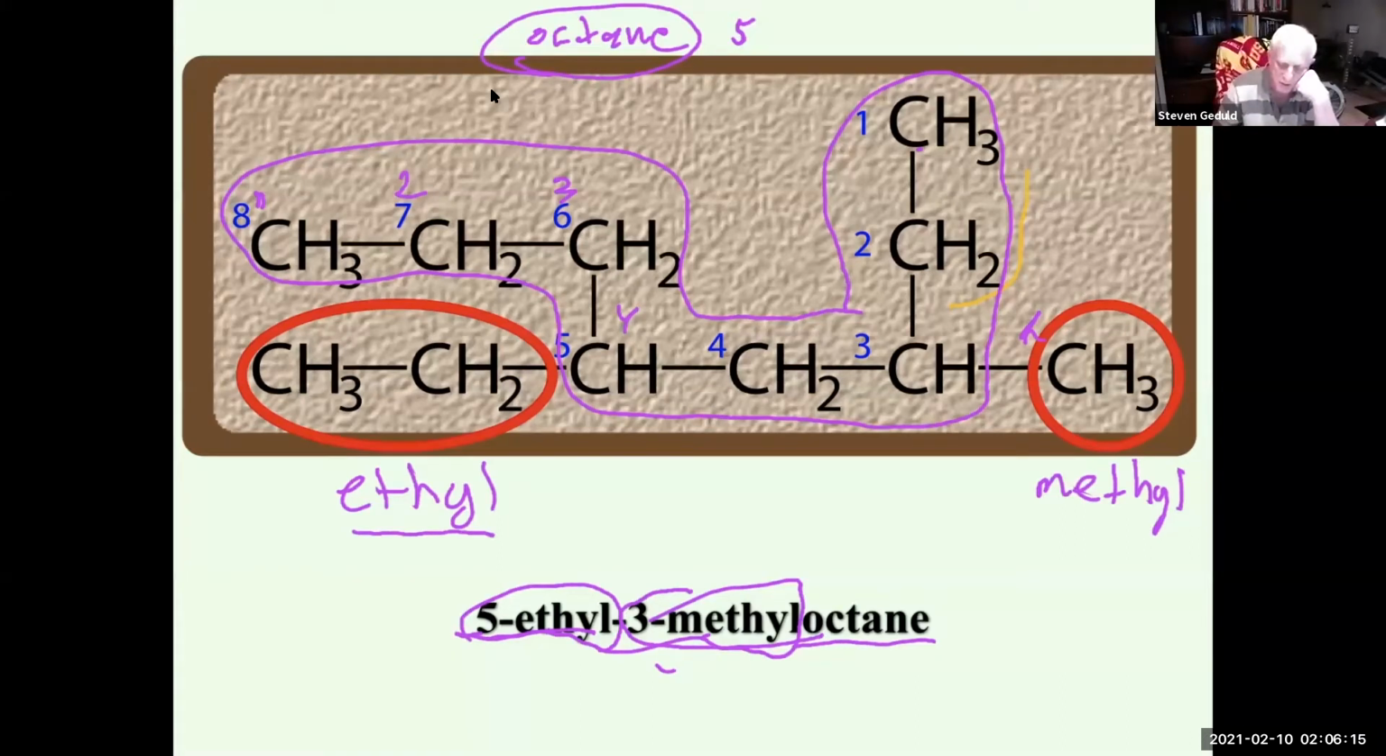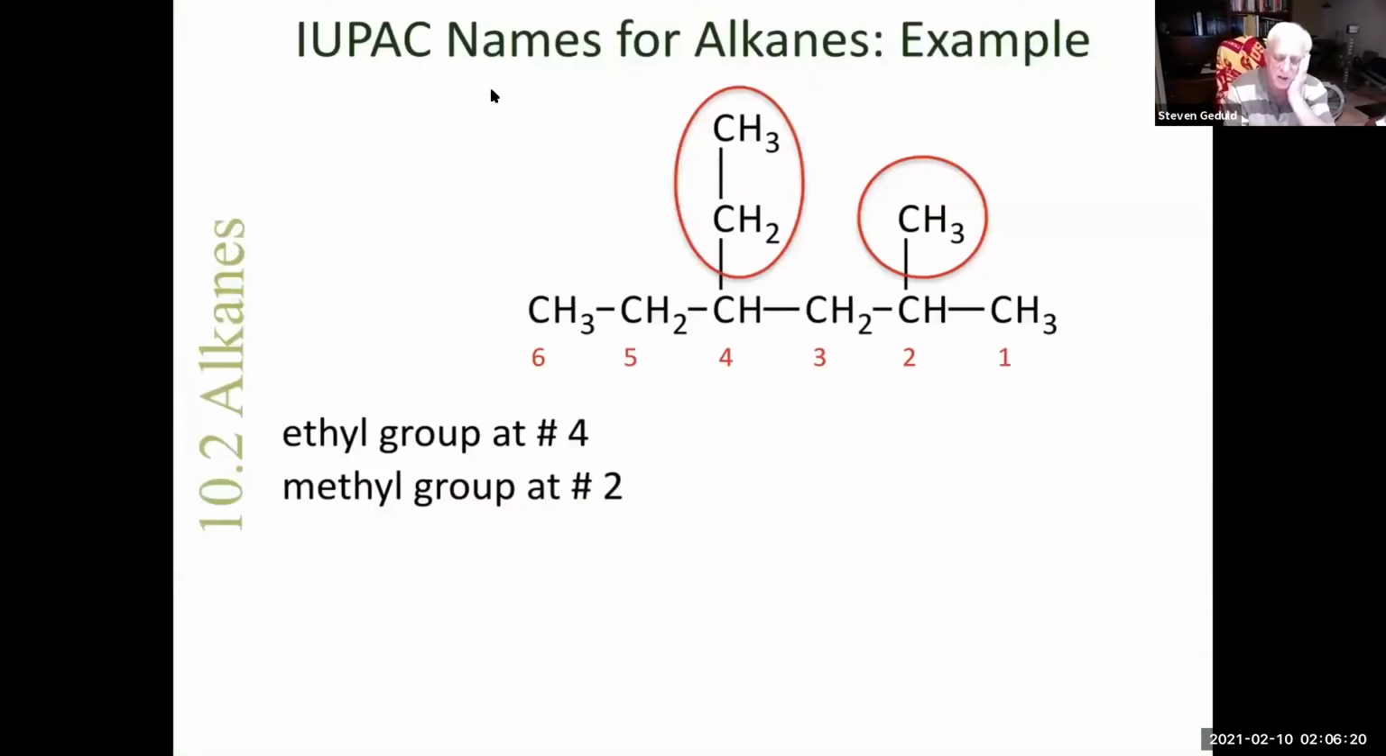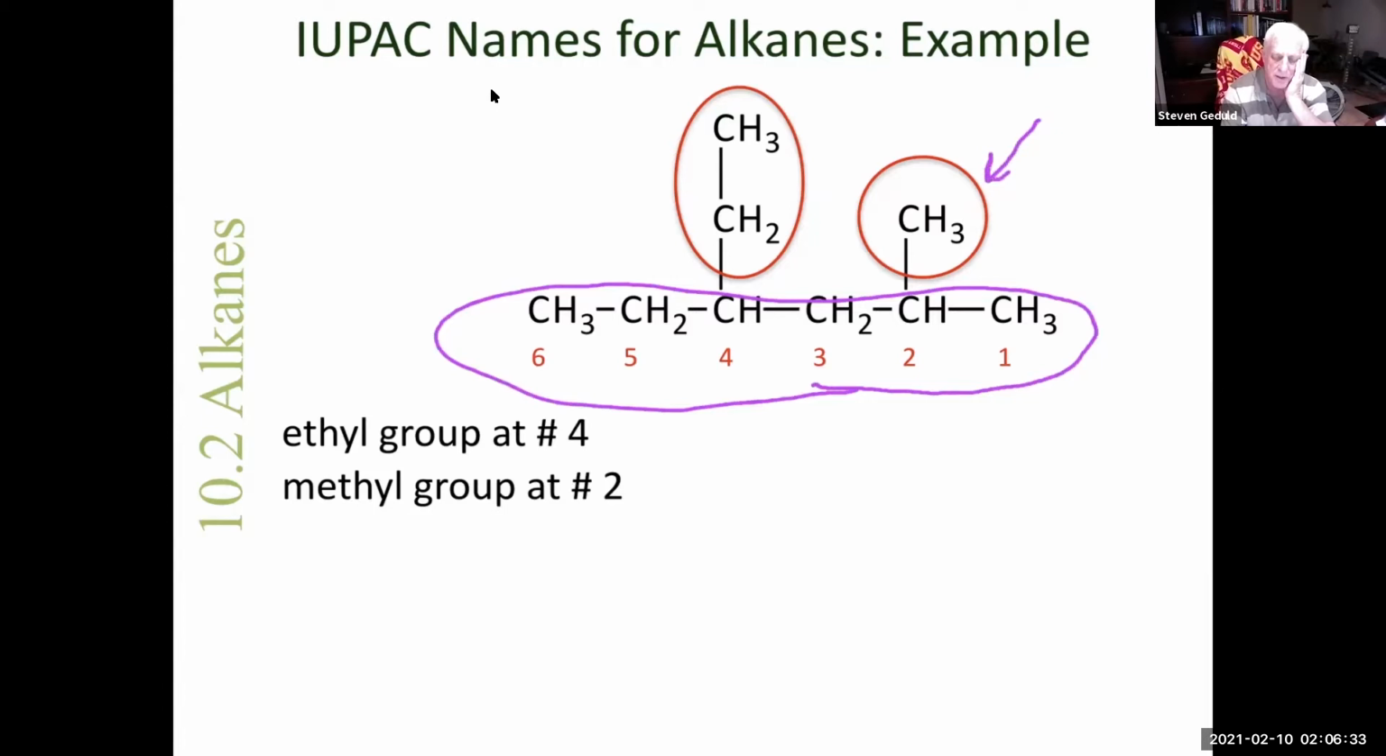All right, let's go to another. Here we'll give some examples. So, names for alkanes. This is a 6-carbon chain. We're numbering it from right to left because our lowest attachment would be 2. If we do it the other way, the lowest attachment would be 3. So we have a methyl group at number 2 and an ethyl group at number 4, because there are 2 carbons and 1 carbon. We have 6 carbons, all single bonds.